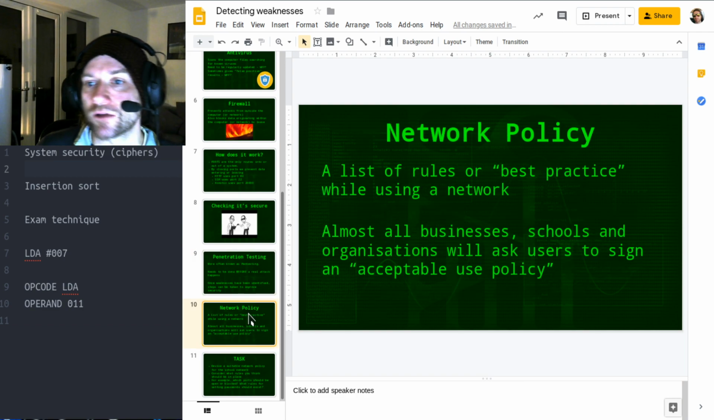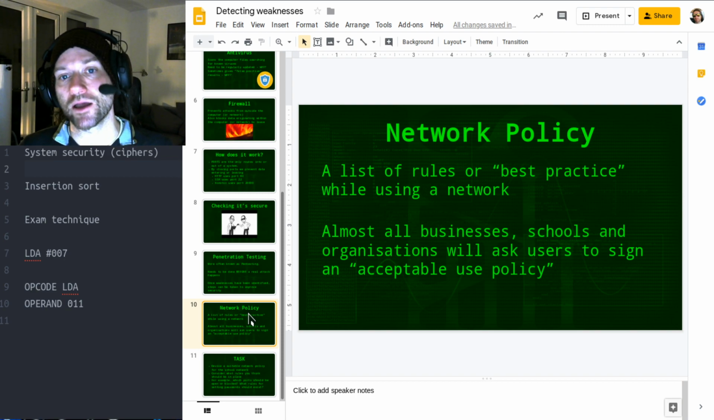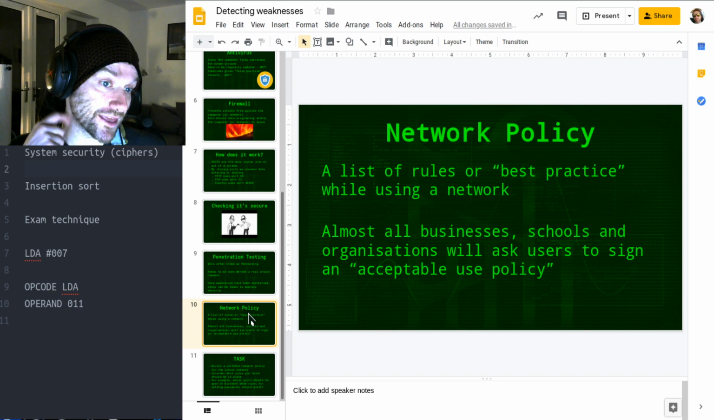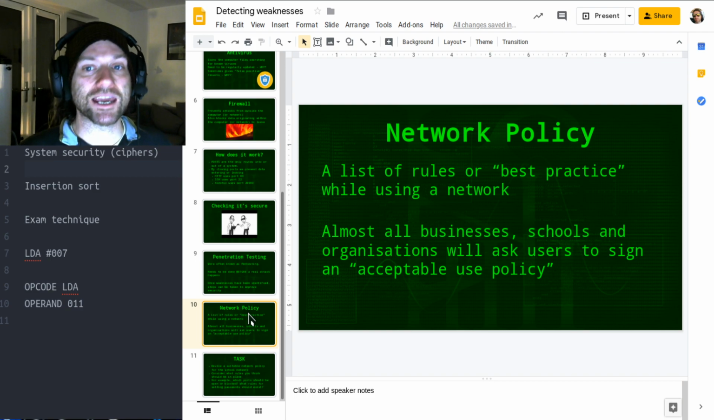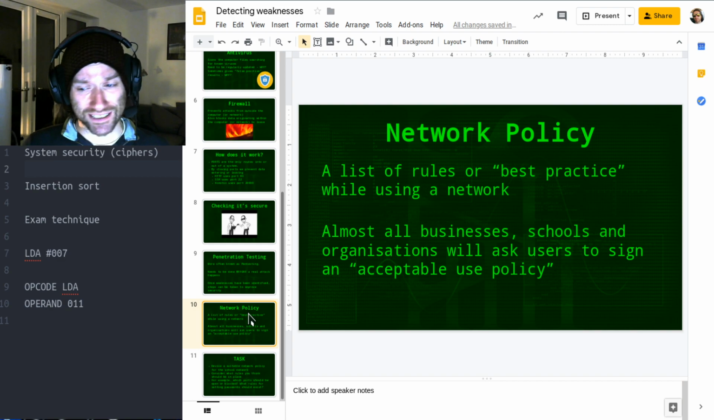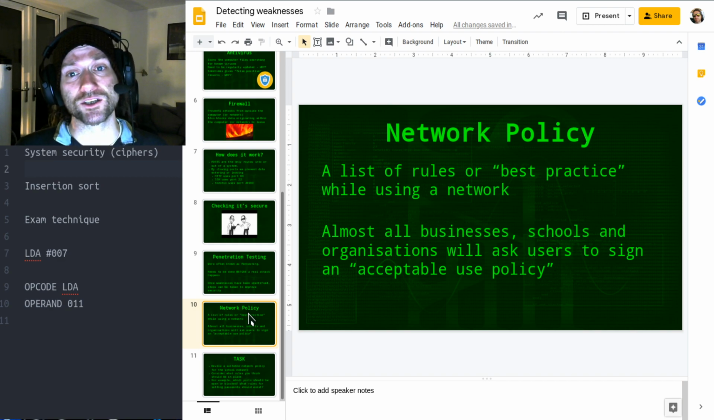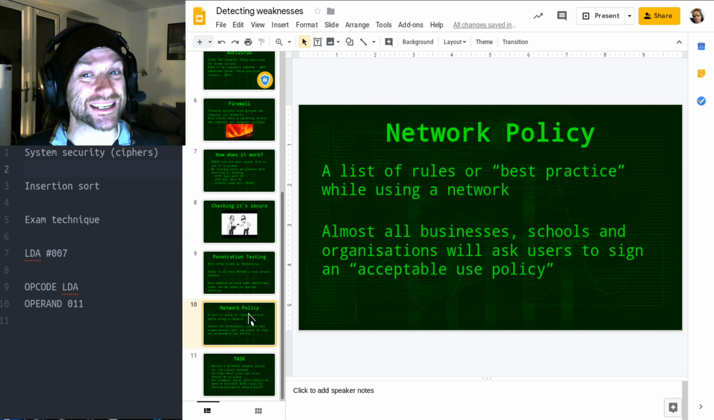So yeah, I'm just going to mention network policy. A network policy is a list of rules which everyone needs to abide by, and if you abide by those rules, in theory, the network will be secure. This is where things like blocking web pages is useful, because certain web pages are going to be slightly dodgy and they might harvest information. One of the reasons why we block social media at school is because it is constantly harvesting information. And it's a massive distraction.